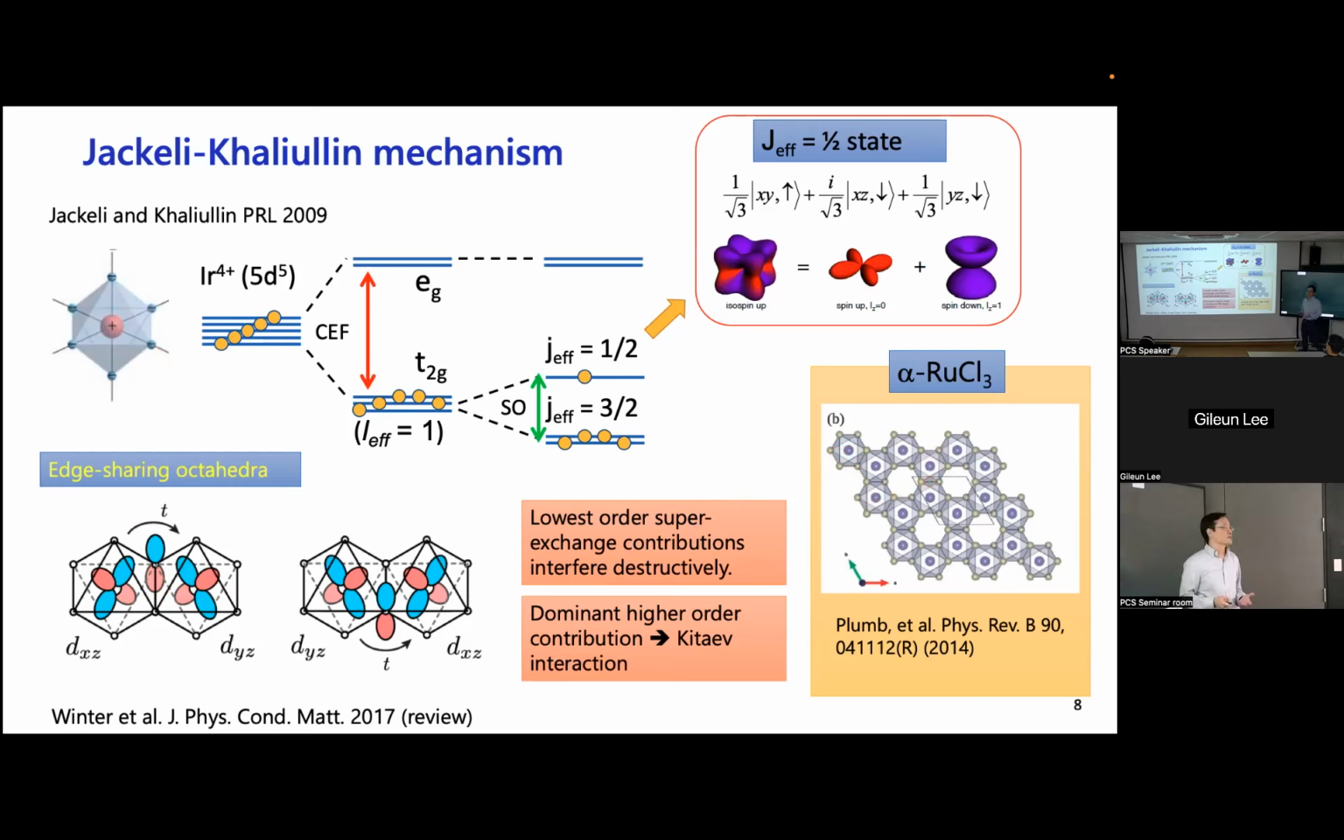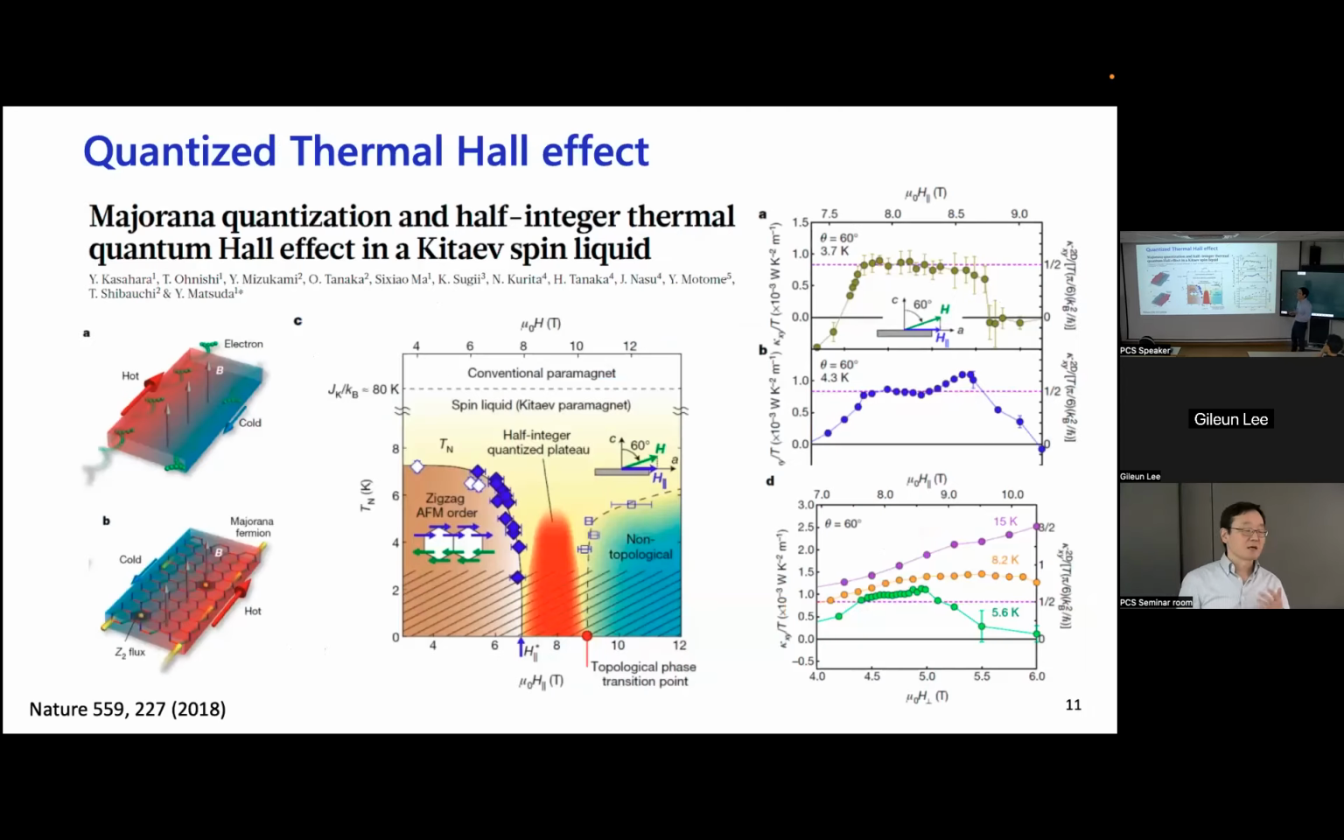This was actually first realized in iridates, but iridates are not so experimentalist friendly because of the difficulty of doing neutron scattering. So that's basically where we came up with using ruthenium chloride, which is actually a neutron friendly material, and has exactly the type of crystal structure prescribed by the Jackeli-Khaliullin mechanism. And since then, a lot of work has been done on this material, and none other than this one that became really important.